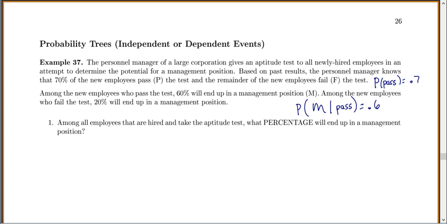Among the new employees who fail the test, so this is saying we know that they failed, 20% will end up in management. So I guess even if you fail, they're not giving up on you completely. So notice we have a bunch of conditional probabilities, and it's saying among all the employees that are hired and take the aptitude test, what percentage will end up in a management position? So now we're looking for the probability of management. And I don't know about you, but we haven't really learned any formulas that let you take these conditional probabilities and get back to just the probability of management.